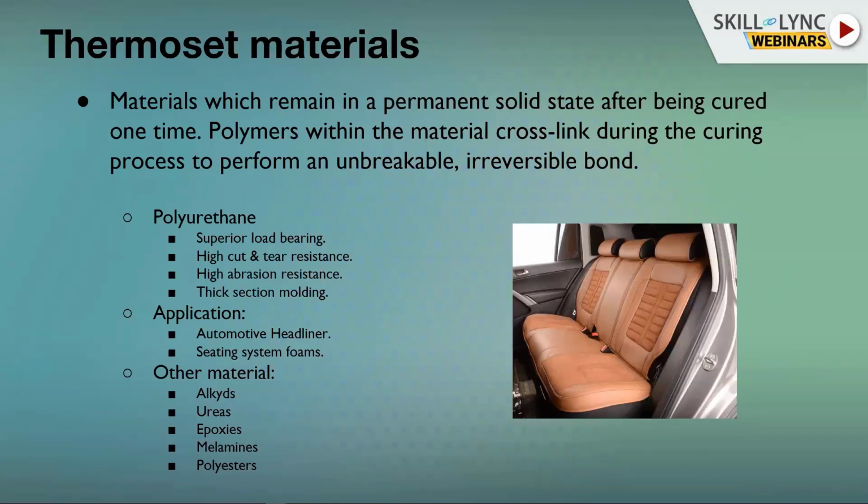And these are the materials which are not used much in the industries because of the problem with recyclability. And here you see some of the applications like the automotive headliner, which is a soft material. It's kind of a foam. And also the example here is shown as a seating foam. And there are some other materials like urea, epoxies, polyester, etc.